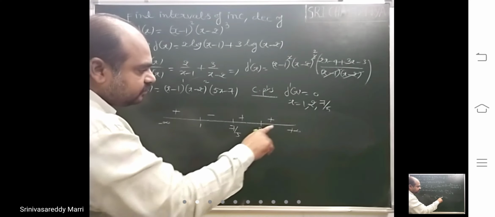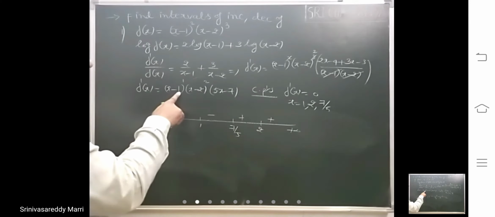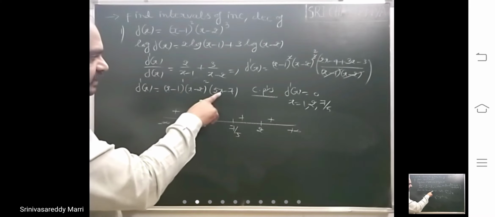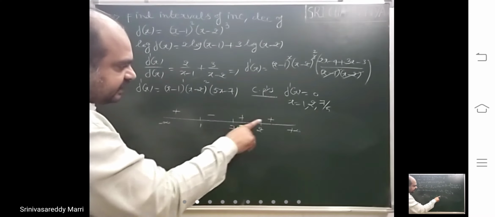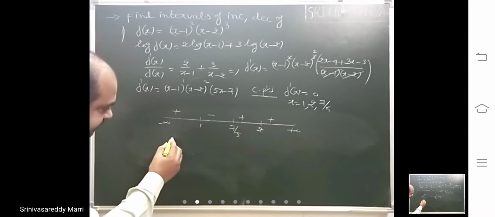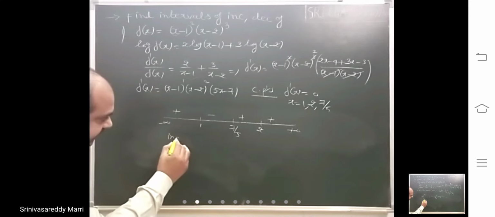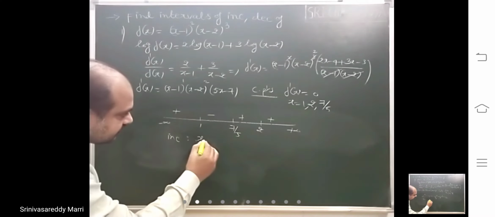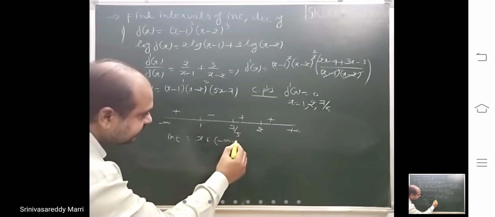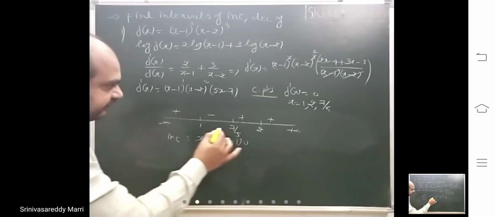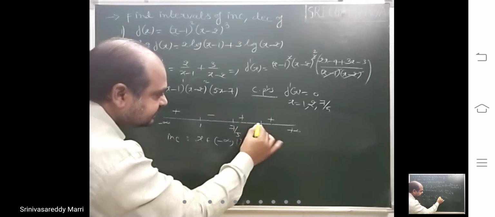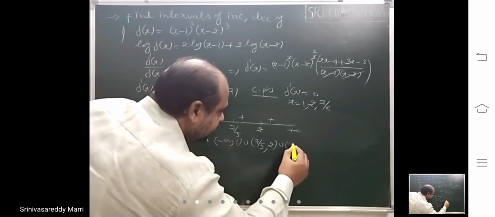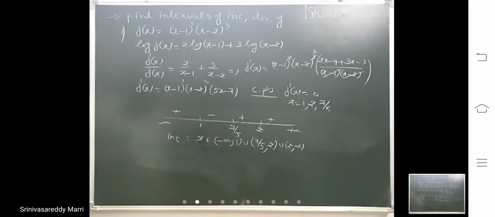Suppose look at 2 to infinity, 3 you take. 3 minus 1 positive, 3 minus 2 whole square positive, 15 minus 7 positive. That means here also it will be positive. That means increases in which interval? Increases in x belongs to minus infinity comma 1, this interval. Next this interval union 7 by 5 comma 2 union 2 comma infinity. This is the interval. All plus intervals, 3 intervals.